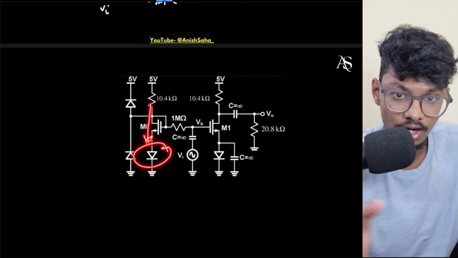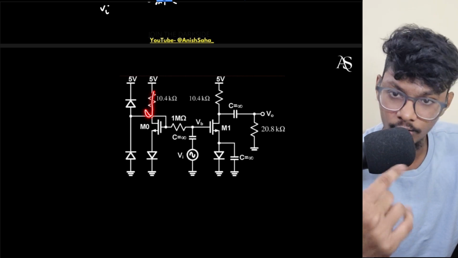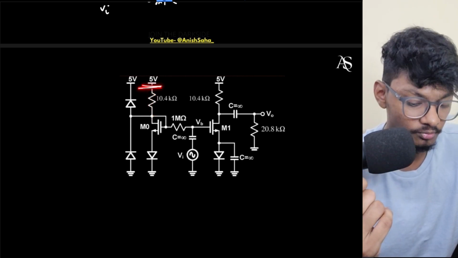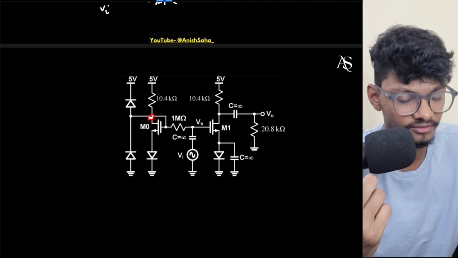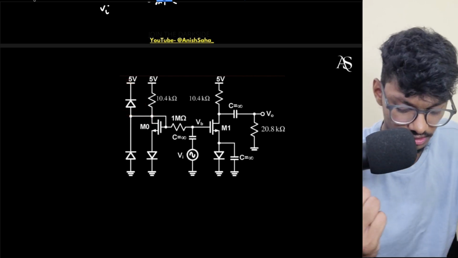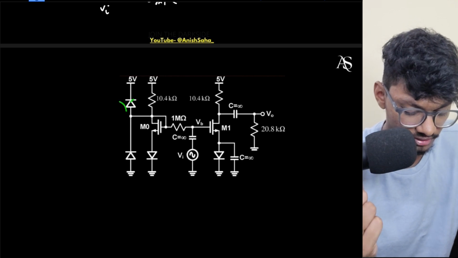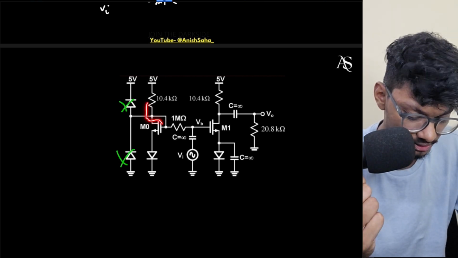So obviously, what I can say here is that current can only flow in this direction. There will be some drop from 5 volts, so this voltage will be somewhat lower than 5 volts. So this diode is just for showcase. These diodes are not of any use to us. I will assume that the current is flowing like this.